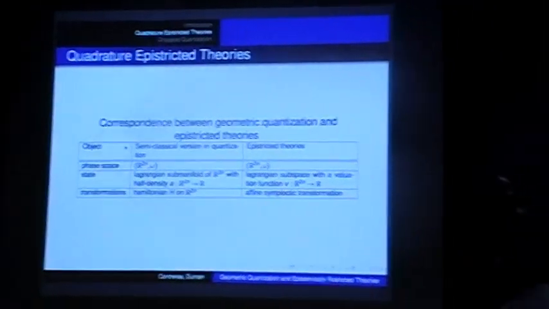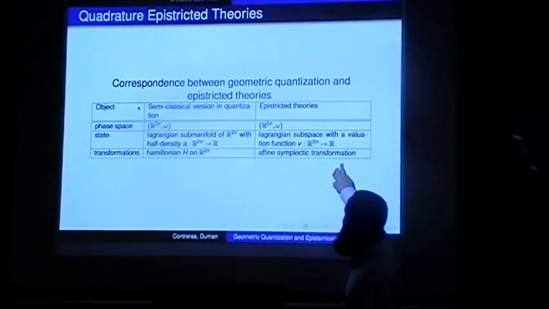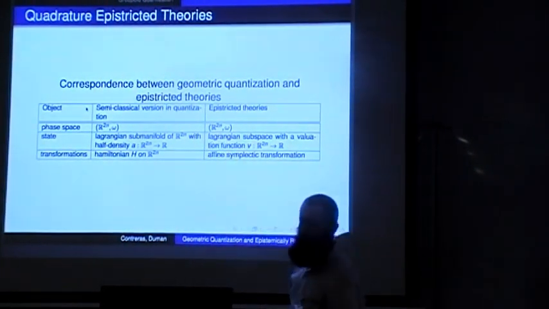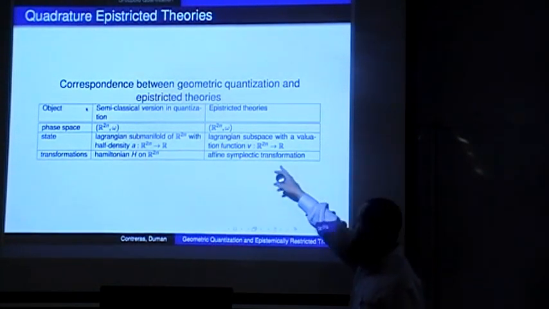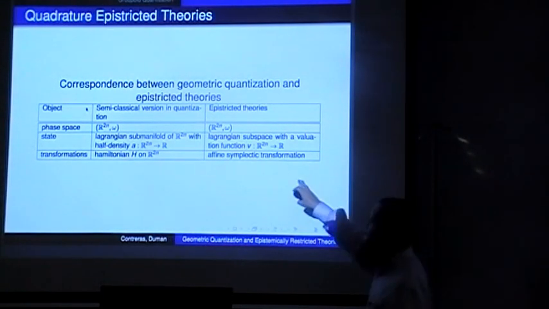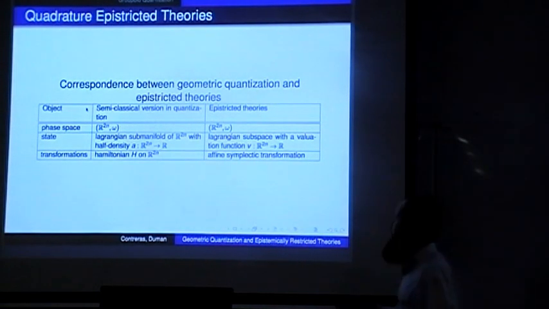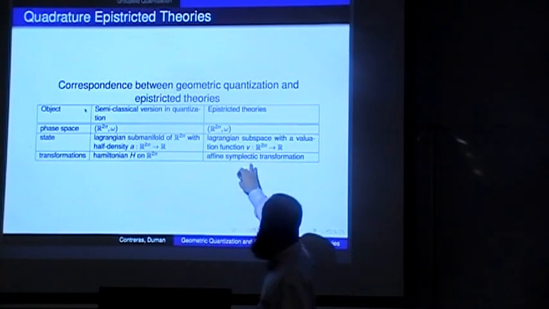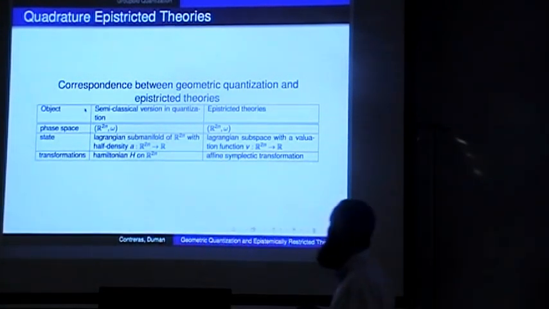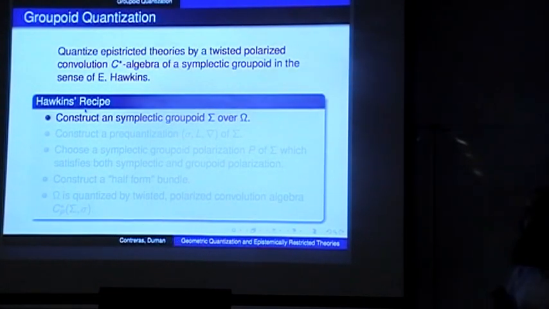Here is the comparison between the ingredients of geometric quantization and the epistemic theories. As you see, they are the same. The phase spaces are the same: a symplectic vector space. States are also Lagrangian subspaces with an evaluation function. For the transformations in epistemic theories, we define symplectic groups, and on the other side we have general Hamiltonians, but every affine symplectic transformation can come from a Hamiltonian on the other side. So we can apply geometric quantization in this picture, and you will see what we get.